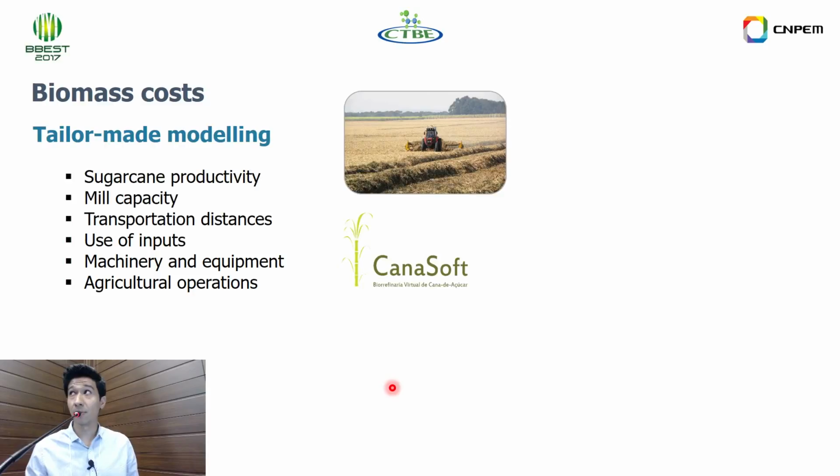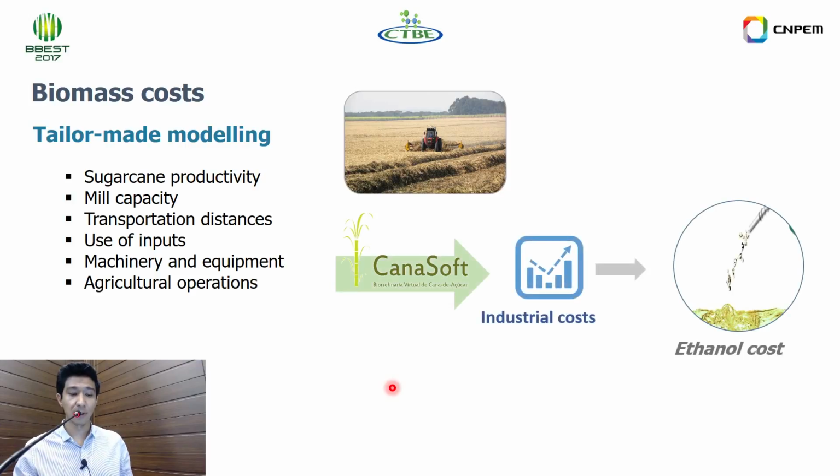When we talk about bioproducts, for sure, we have to understand that having a model that is very accurate about the agricultural side is very important, because as we know, by simulating properly the costs of biomass and then calculating the industrial costs, currently about 60% of the ethanol cost is sugarcane, is on the agricultural side. And that's why we depend so much on the agricultural model.